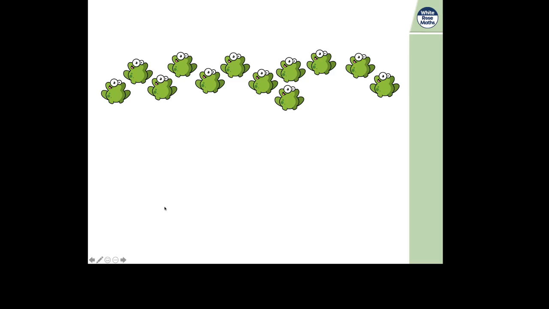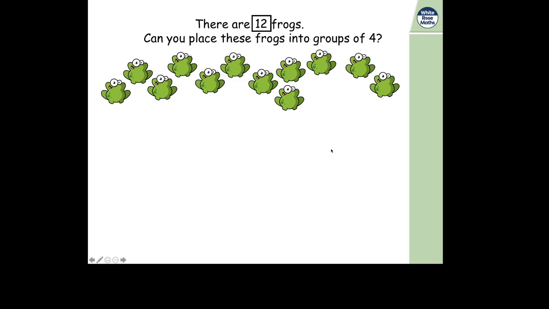So here I have some frogs. How many are there? Count them for me, please. Okay, we've got 1, 2, 3, 4, 5, 6, 7, 8, 9, 10, 11, 12. So we have 12 frogs altogether. Can we put them into groups of 4?